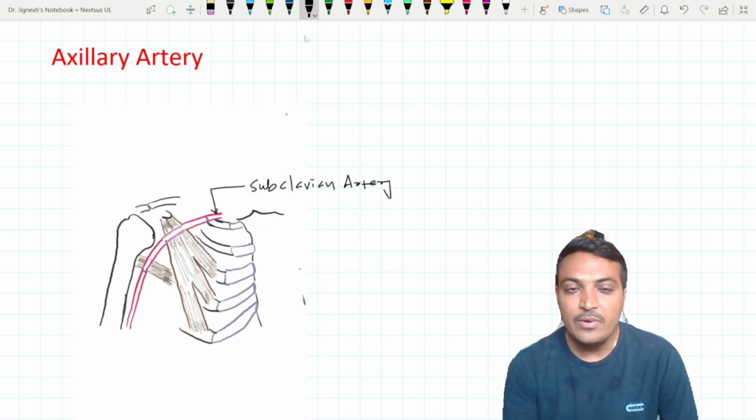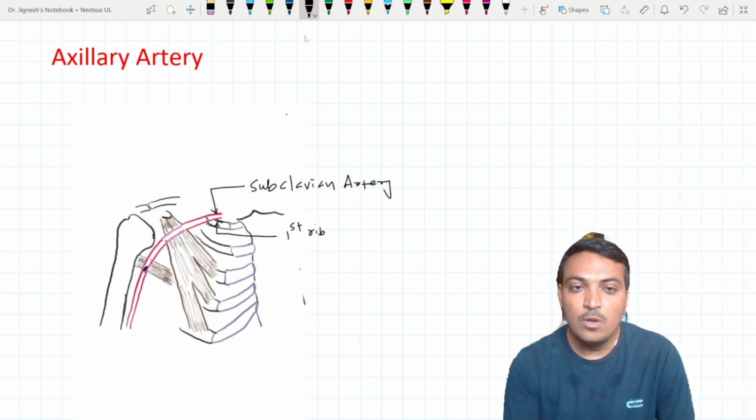When the subclavian artery crosses the outer border of the first rib, it is called the axillary artery. So the artery which is continuous beyond the outer border of the first rib is the axillary artery. So this whole part is the axillary artery.